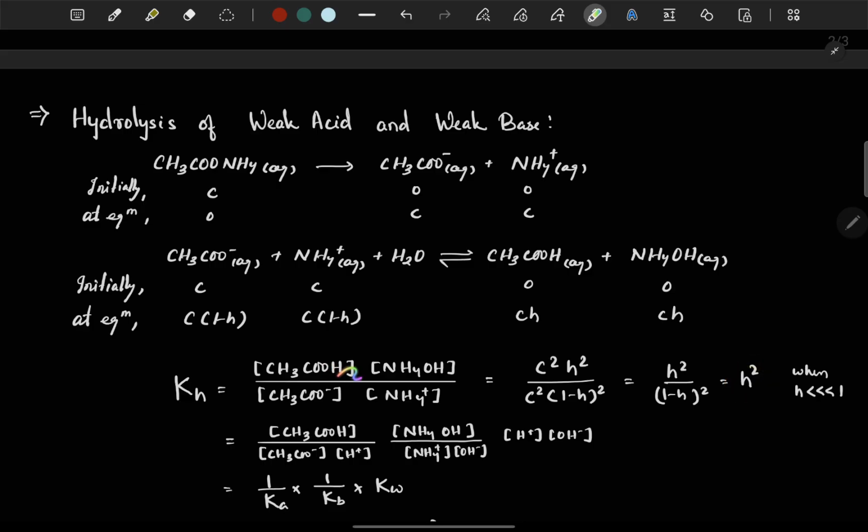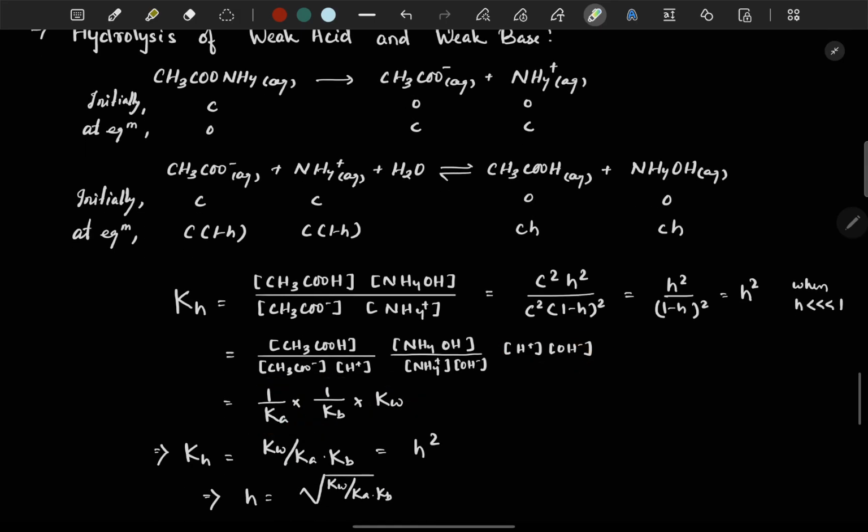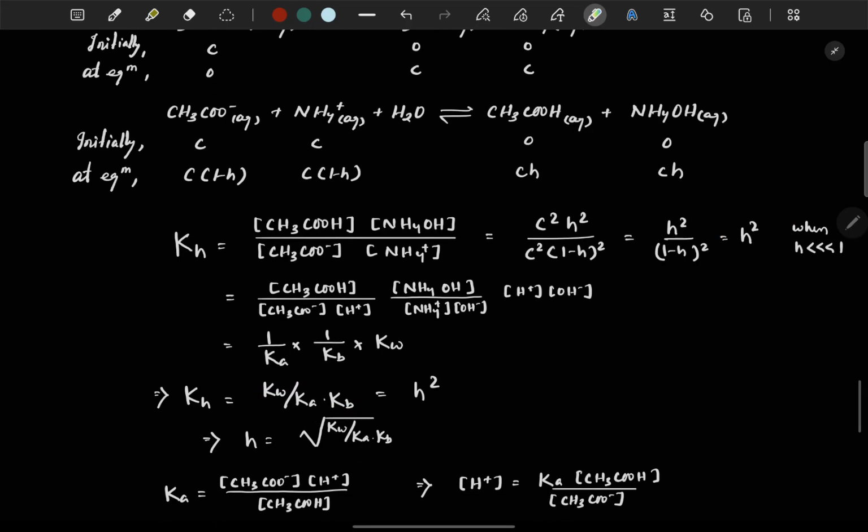So again multiplying by H plus and OH minus ion and dividing by H plus and OH minus ion, this will give 1 by Ka into 1 by Kb, and this is Kw. So we can say Kh is equal to Kw divided by Ka into Kb, and this is nothing but h squared. So what is the value of h? h will be the square root of Kw divided by Ka into Kb.